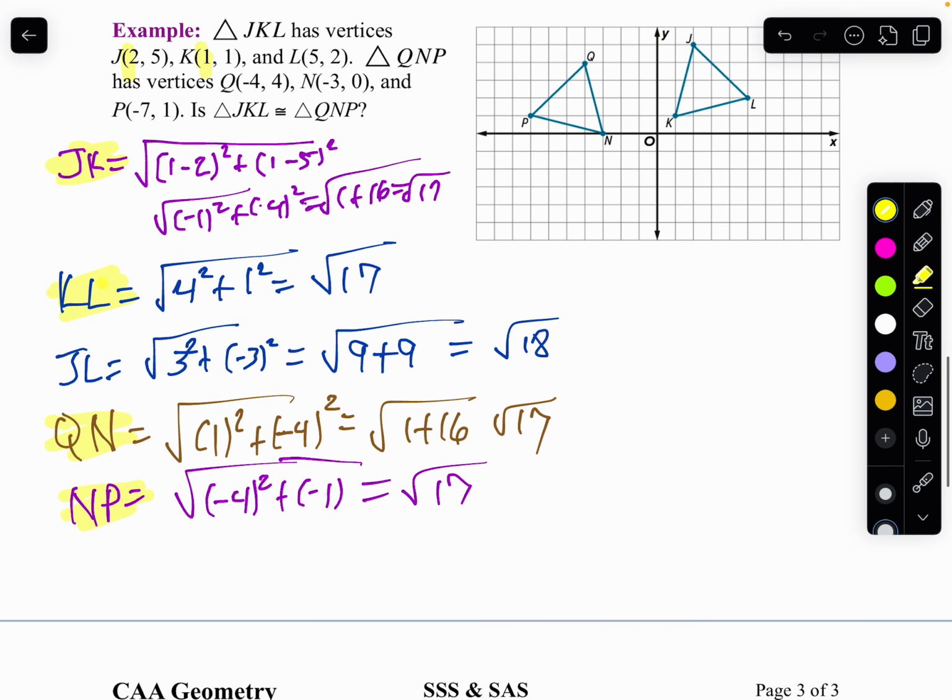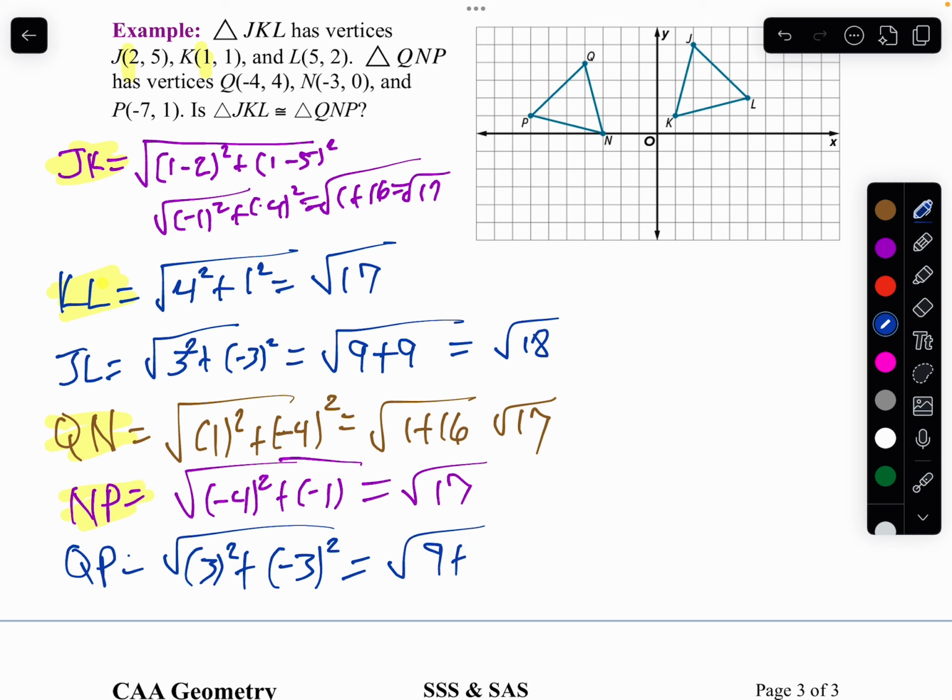And then finally, excuse me, let's do QP. So now if I do QP, negative 7 minus a negative 4 squared, well, that's 3 squared, isn't it? And then 1 minus 4, that's negative 3 squared. 9 plus 9, square root of 18. Notice you don't have to simplify these because we're just comparing them. We're not actually finding the length. So if I got 3 of them, I know my two triangles are congruent by side, side, side. Got to show all three sides if you're going to use side, side, side.